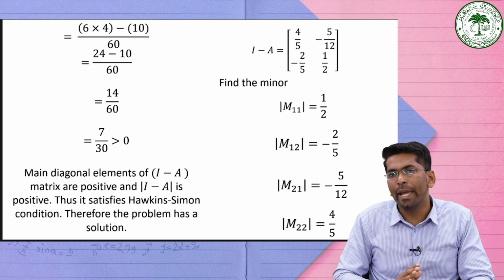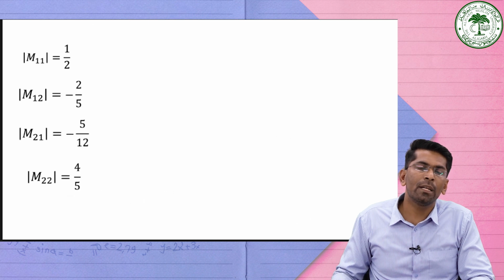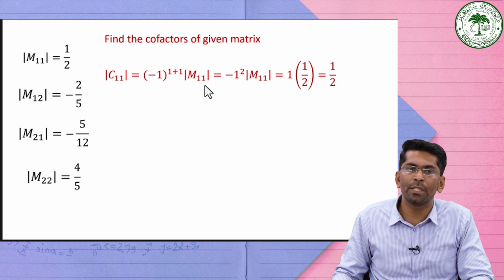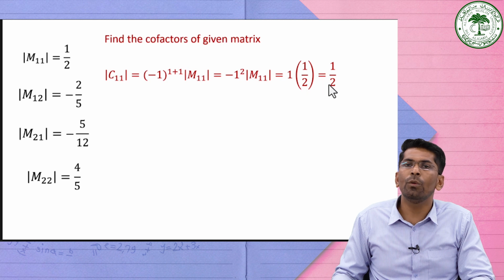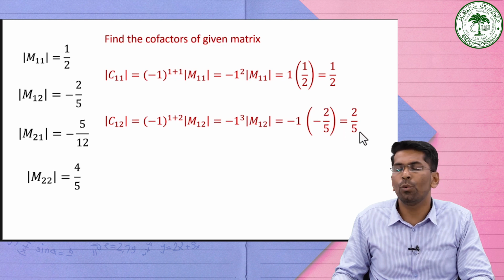So after finding the minors, we want to find the cofactors. I am writing the minors separately here so that the cofactors can be easily calculated. The cofactor 1, that is C11, which is equal to minus 1 raised to the power 1 plus 1 into the first minor, which is equal to 1 by 2. So minus 1 squared, which is equal to 1, into 1 by 2, which is equal to 1 by 2. The second cofactor, that is C12, which is equal to minus 1 raised to the power 1 plus 2. So it is minus 1 cubed, which is equal to minus 1 into the second minor, that is minus 2 by 5. So minus minus will become plus, so it will be 2 by 5.